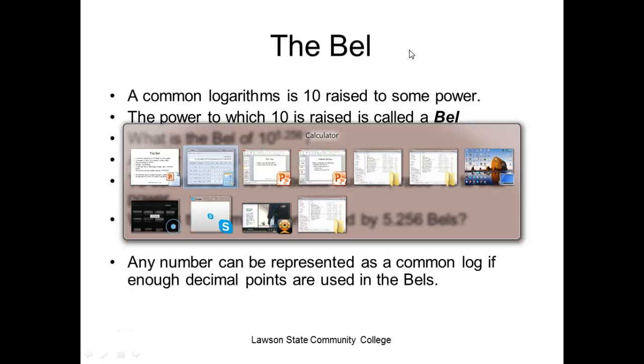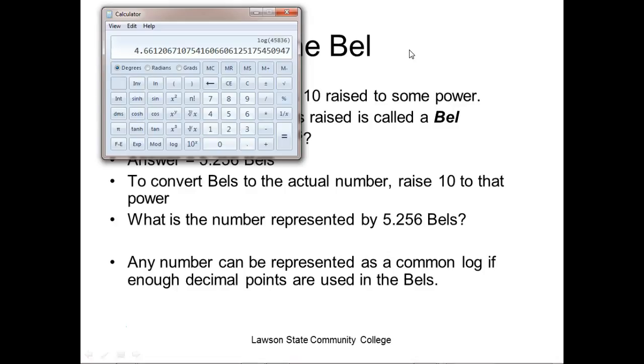In just about every calculator, right beside the log key, guess what's usually right beside the log key? In fact, on a lot of calculators, it's the same key. You hit shift to get the log, or you might hit one key to get the log, and then the same key you'd use to get 10 raised to that power. So if I say 10, then 5.256, and I hit that key right there, it gives me the actual number.